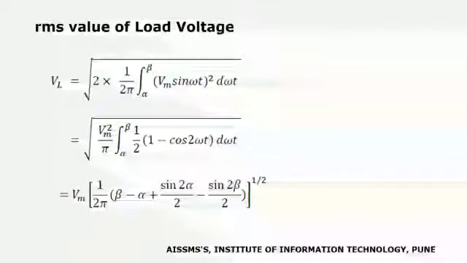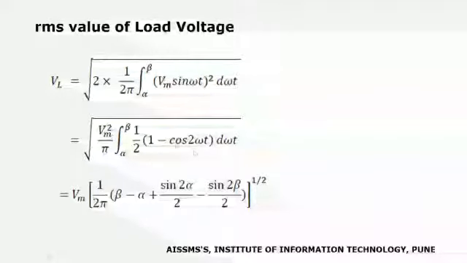Now let us see the equation of the RMS value of the load voltage. The RMS value of the load voltage is given as square root of 1 upon 2 pi integration from alpha to beta of (Vm sine omega t) squared d omega t. So when we solve this equation, we get Vm squared upon pi integration from alpha to beta of 1 upon 2 into bracket 1 minus cos of 2 omega t d omega t.